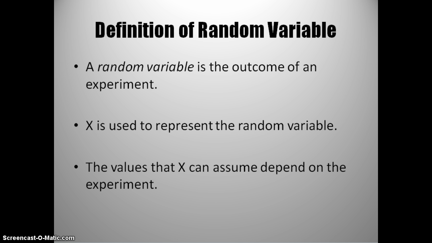So in this case, we'll be looking at probability experiments, and the random variable can be any of the possible outcomes in the sample space. We use a capital letter X to represent the random variable. And once again, since the values that X can assume depend on the experiment, X is not always the same thing. It's going to really just depend on what the experiment is.